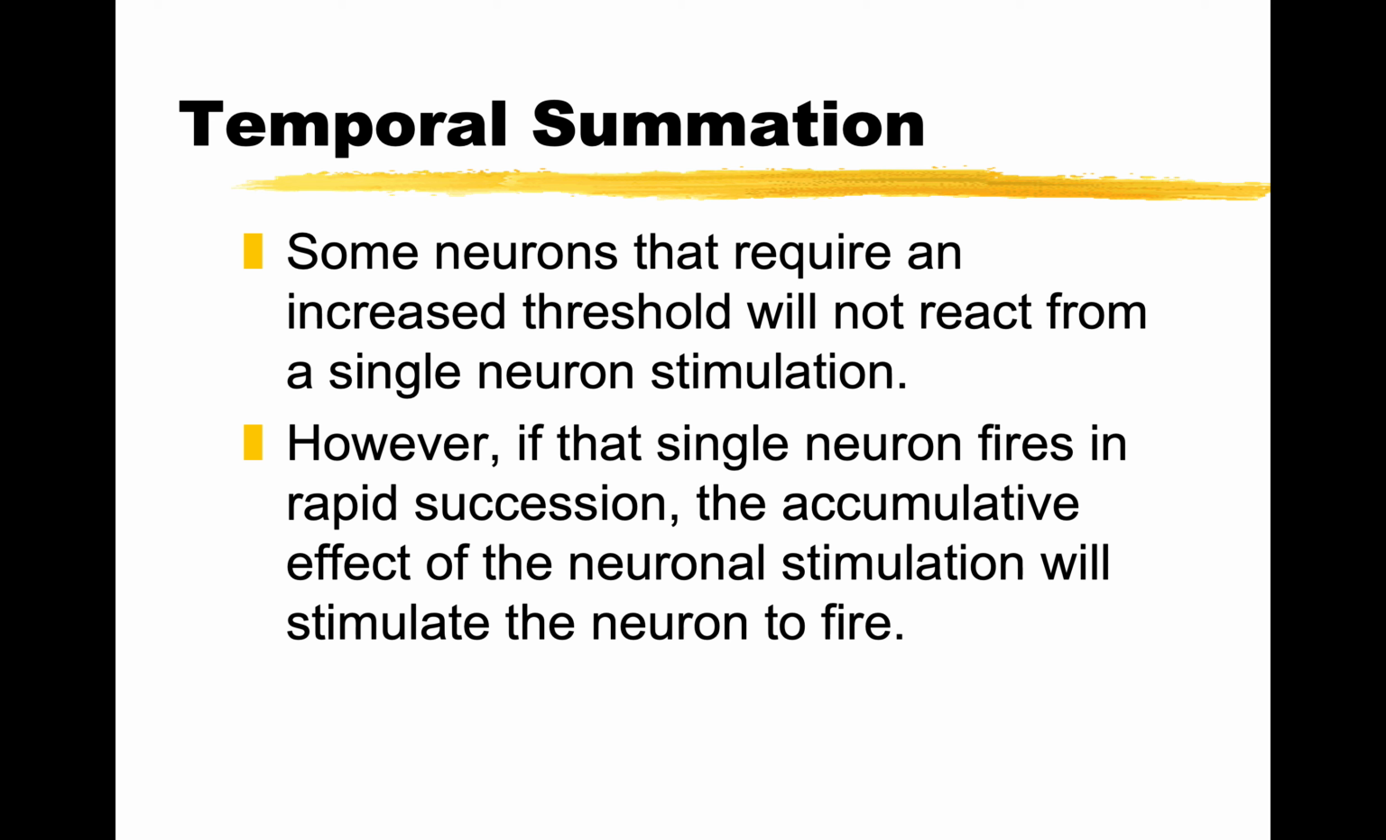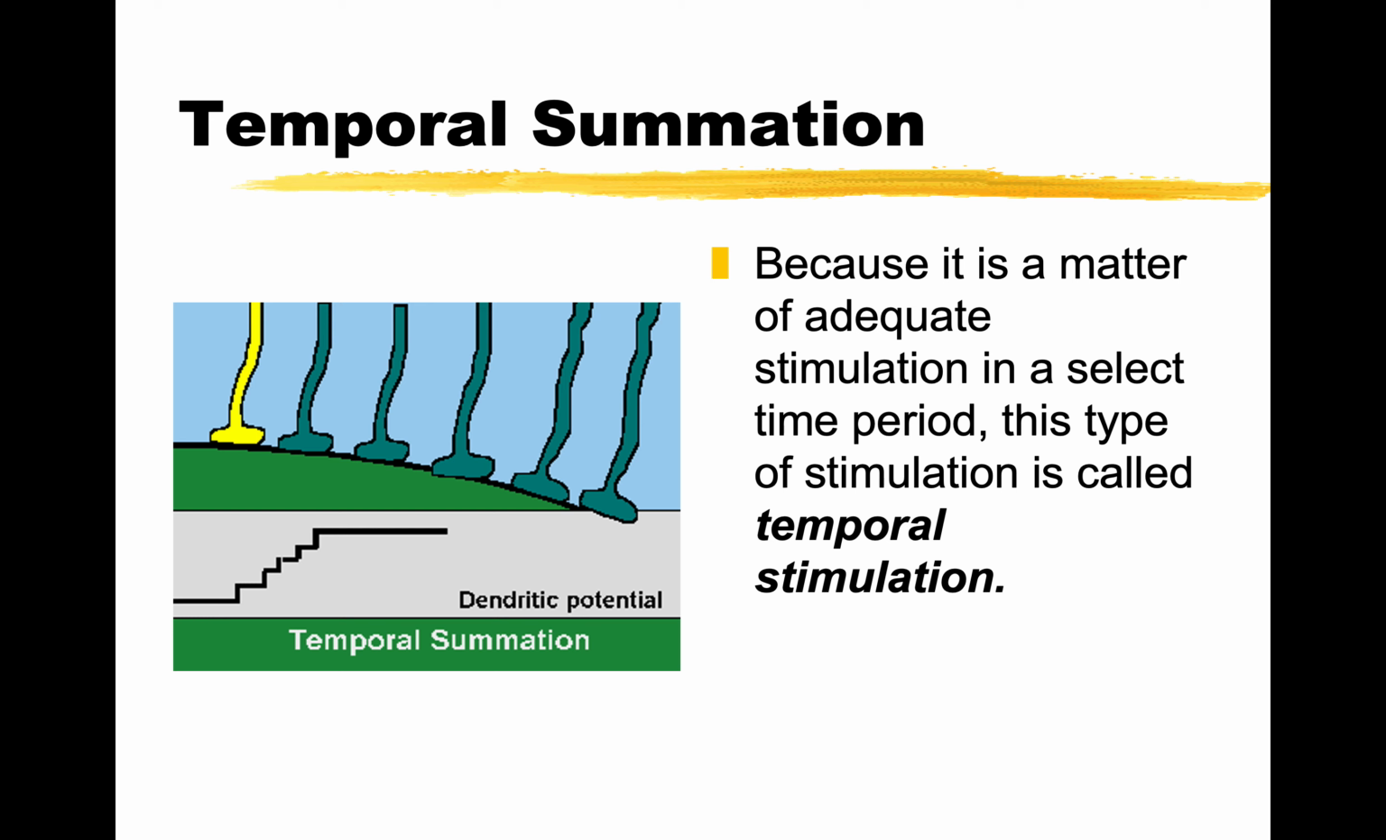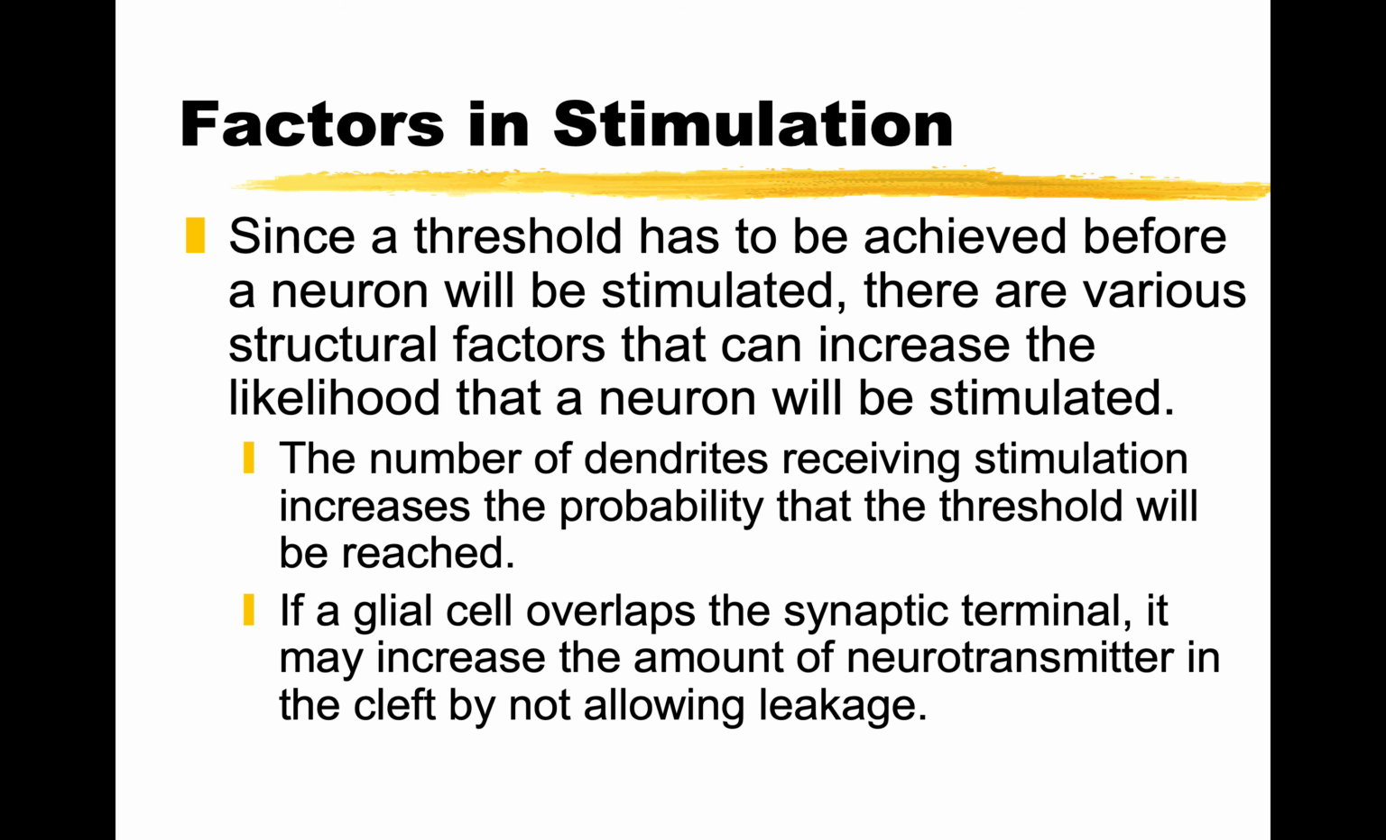Some neurons that require an increased threshold will not react from a single neuron stimulation. However, if that single neuron fires in rapid succession, the accumulative effect of the neuronal stimulation will stimulate the neuron to fire. Because it is a matter of adequate stimulation in a select time period, this type of stimulation is called temporal stimulation. And temporal, of course, means time. It's Latin for time.